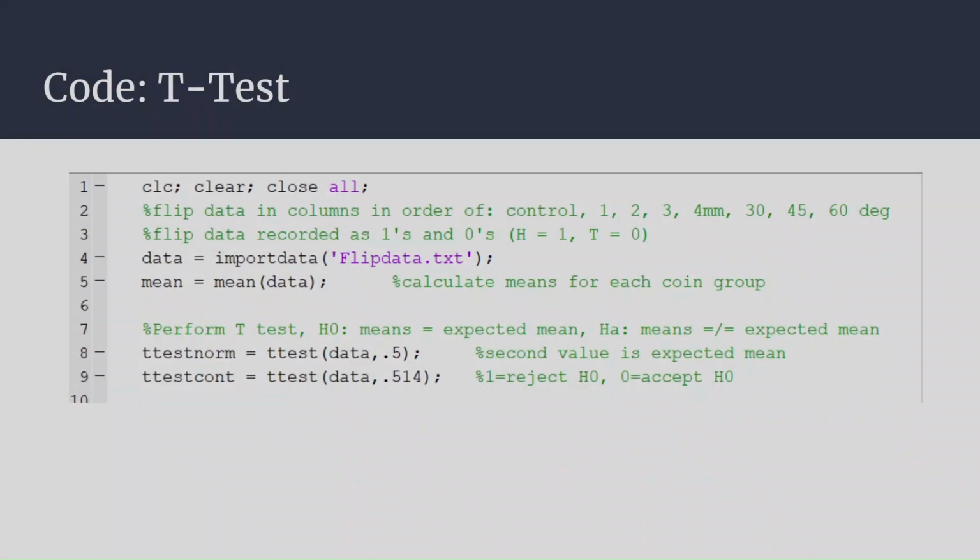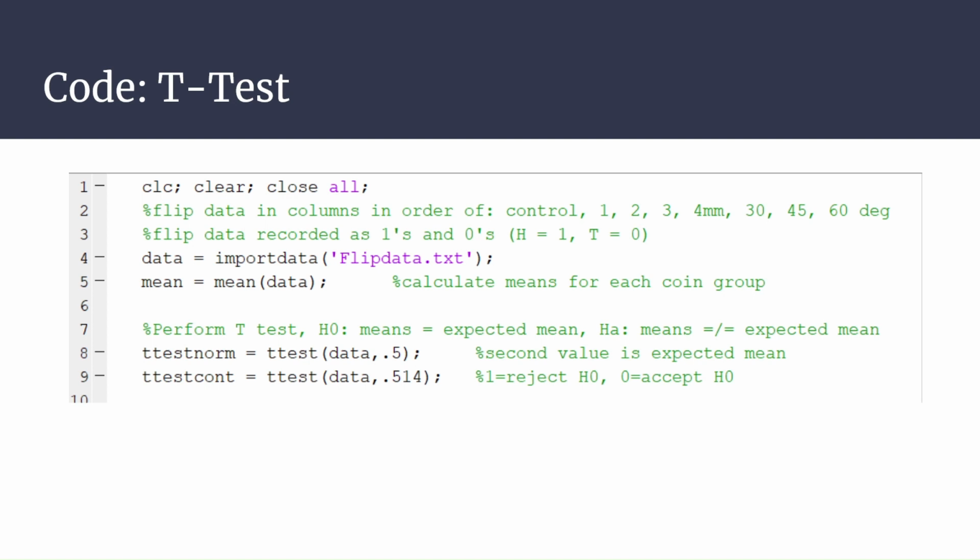Now we carried out a t-test to look more specifically at each of those steps as far as our altered geometry of the coin. So you can see here again is our t-test code. Again, MATLAB was super useful for this, super easy.